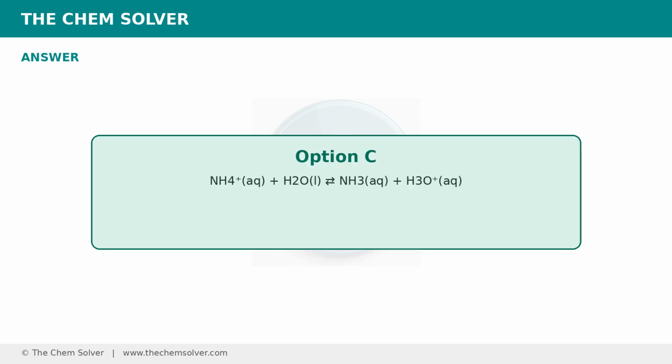The correct answer is option C. NH4⁺ + H2O ⇌ NH3 + H3O⁺.